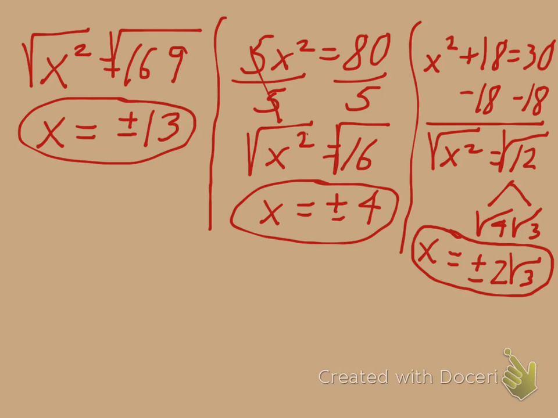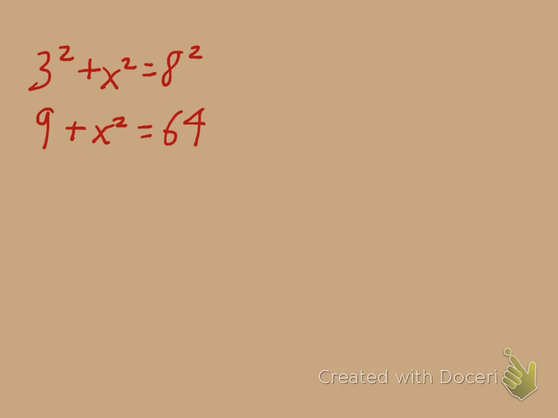Notice once we had x squared completely by itself, that we could go ahead and take the square root each and every time. Here's two final ones for you. Let's take a look at 3 squared plus x squared is equal to 8 squared. 3 squared is 9. The x squared stays, but we know 8 squared is 64. Now I've got to isolate this x squared, so what I'm going to have to do is take 9 away from both sides. And the 9's will go away. I'm left with x squared is equal to 55.